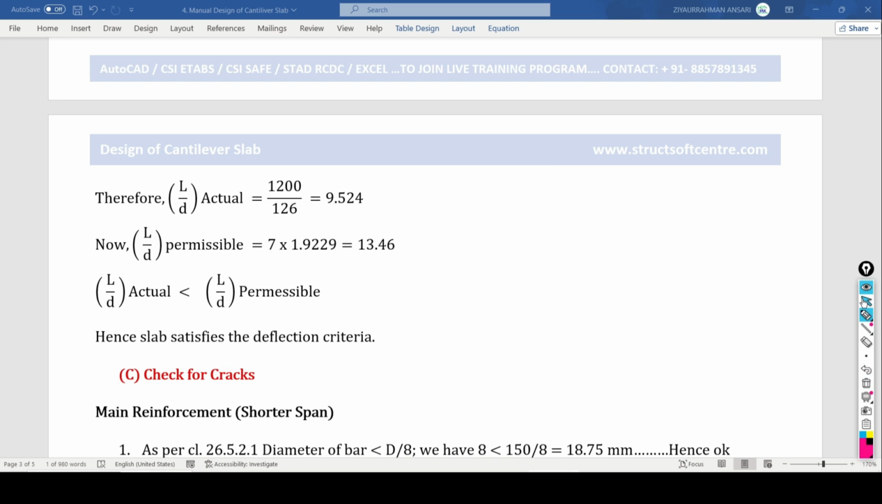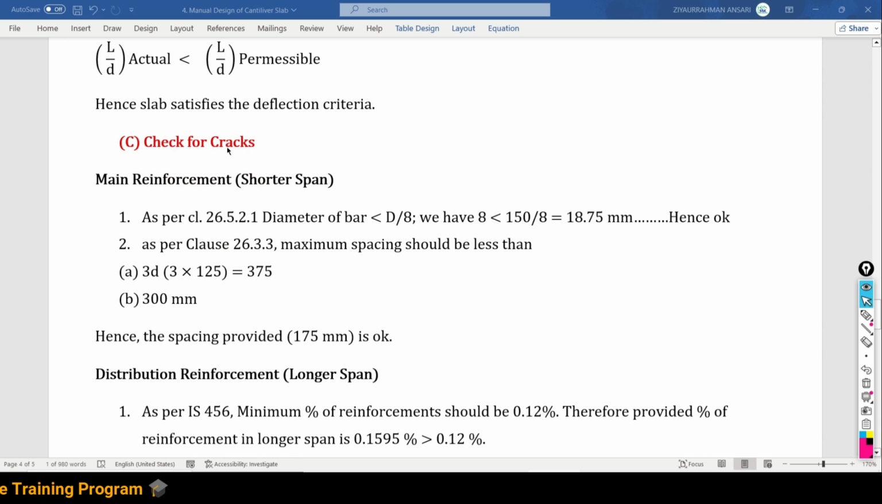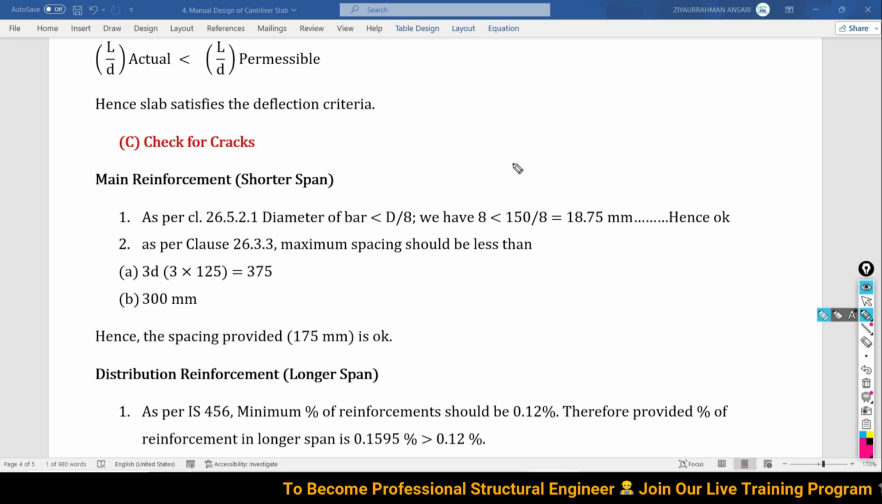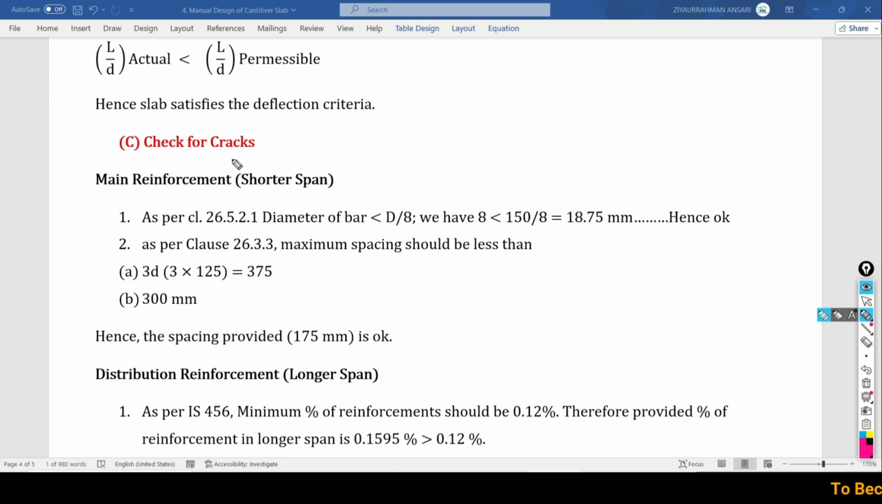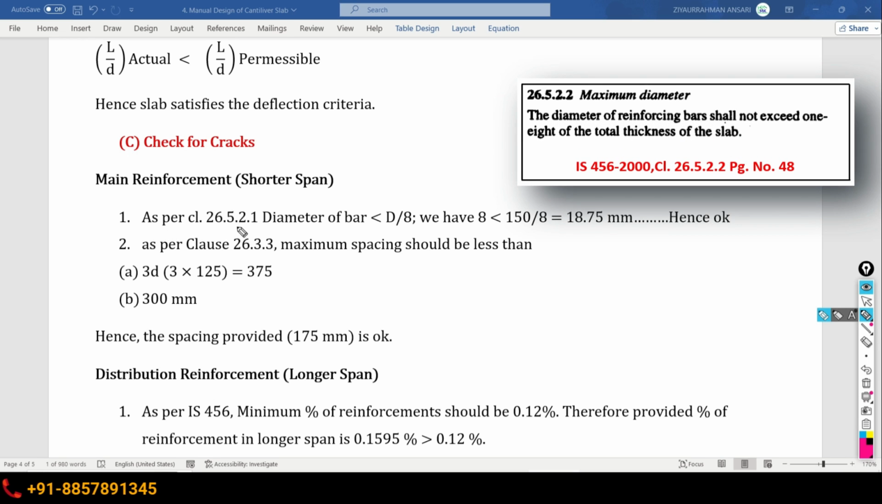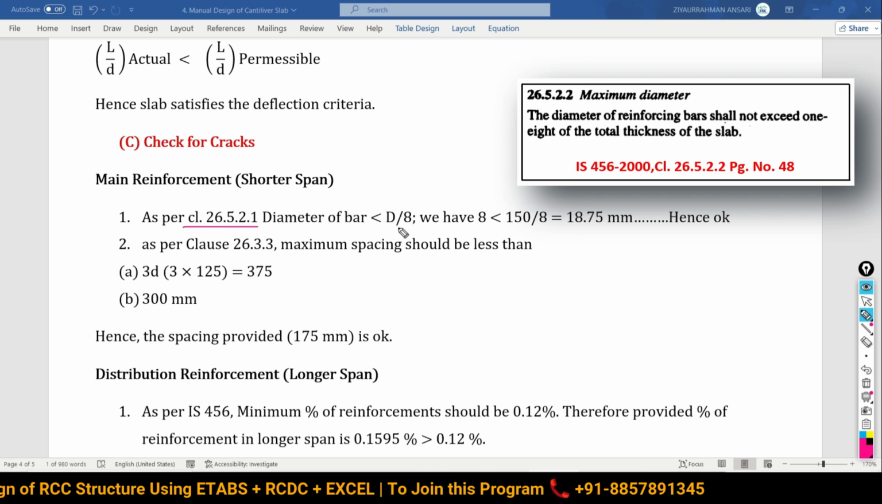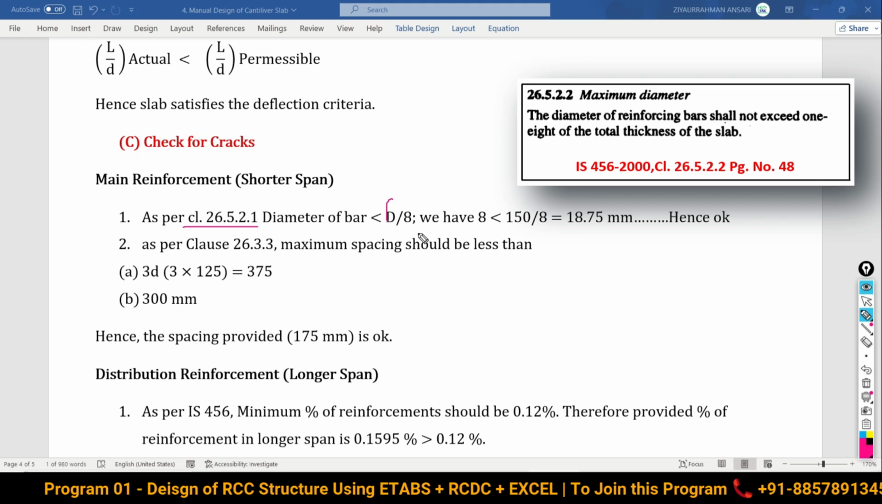Now the third check we are going to perform is the check for cracks. Two spans are actually there. We need to check whether the provided reinforcement, spacing and diameter of bars are okay or not. Then only we decide whether a crack check or crack analysis needs to be performed. Along the shorter span, as per clause 26.5.21 of IS 456-2000, we can check that the diameter of the bar should be less than the overall depth divided by 8.